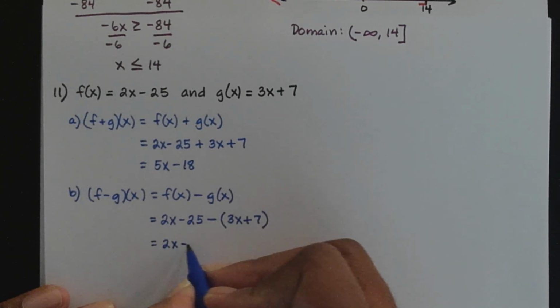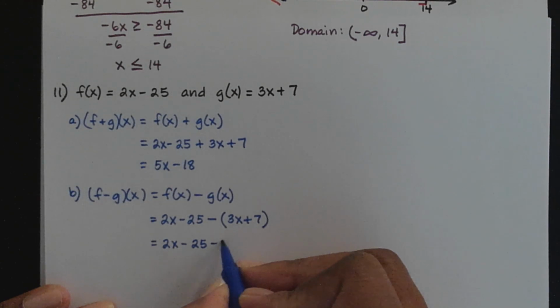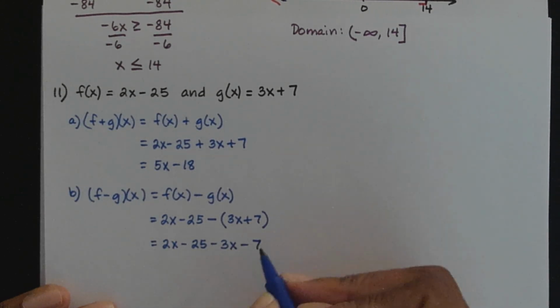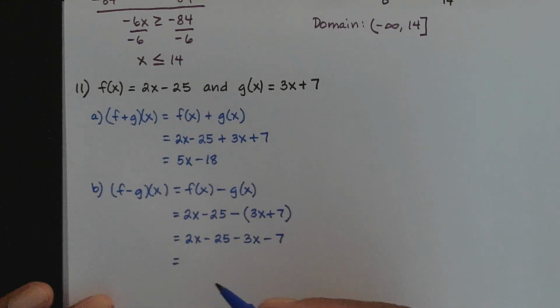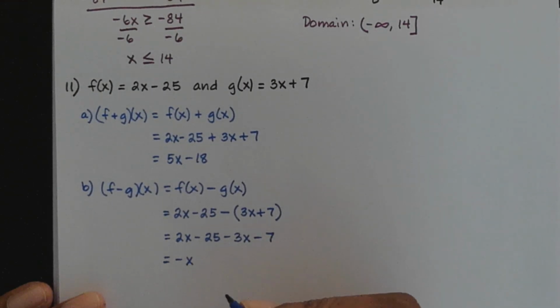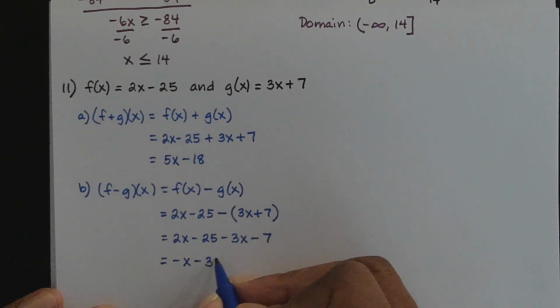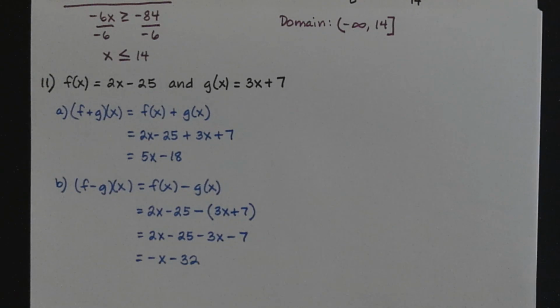So make sure you put the parentheses there when you're subtracting. And then the minus sign will make the 3x minus 3x, and the minus sign makes the plus 7 minus 7. Now, what's 2x minus 3x? Negative 1x, or just negative x. And now negative 25 minus 7, minus 32. So here, the difference of f and g of x will be negative x minus 32.